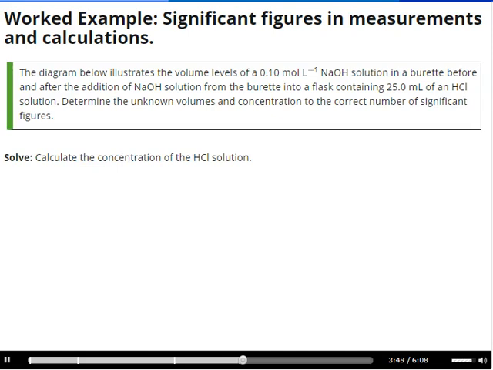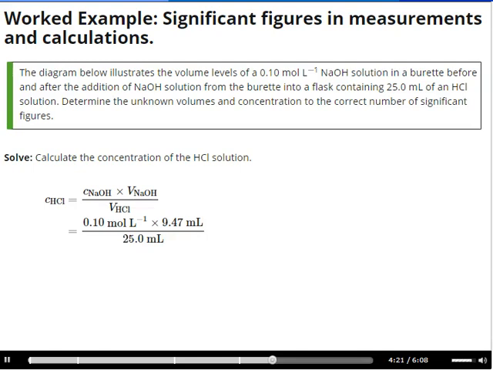Now that we know the total volume of sodium hydroxide, we can calculate the concentration of the hydrochloric acid solution using the formula that was provided. We know that the concentration of NaOH is 0.10 moles per liter, and the volume of the HCl solution is 25.0 milliliters. We have just calculated the total volume of NaOH to be 9.47 milliliters, so we can substitute all of these values into the formula. By performing the arithmetic, we obtain an answer of 0.03788 moles per liter for the concentration of the HCl solution.